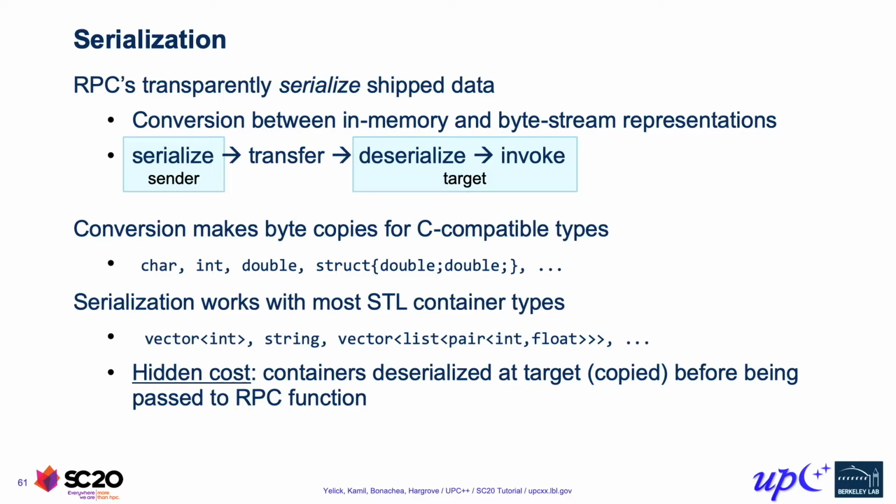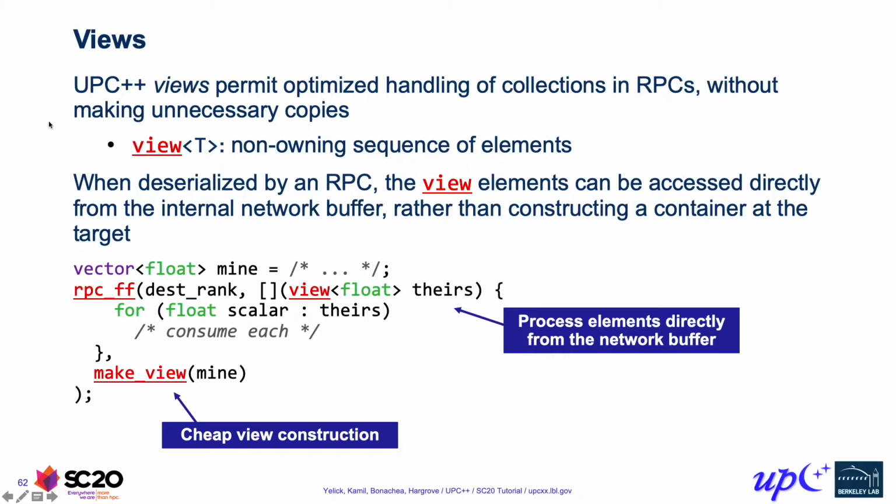For a container, serialization means that the elements get converted to their byte representations, transferred over to the remote end, and that data ends up in a memory buffer. Then the container itself needs to be reconstituted on the other side. So that means that the data needs to be moved out of the network buffer into private memory. So there is a hidden cost here in terms of deserialization, copying the data out of the network buffer. We have an alternative, something called a view, that elides that last copy if it so happens that an RPC is going to consume all the data before returning.